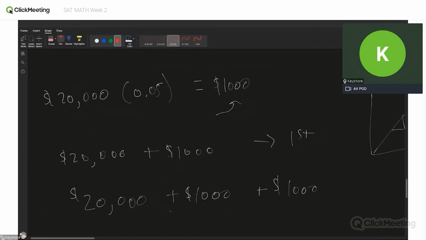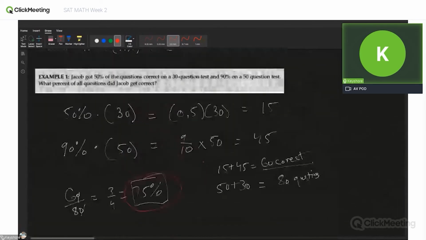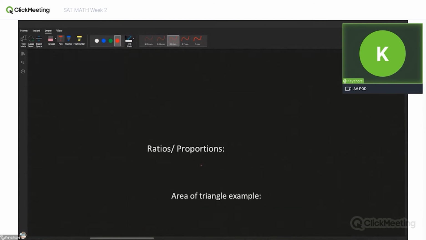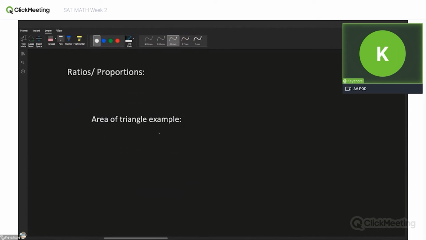Okay. So we just finished percents. The next topic is ratios and proportions. This one is pretty good. It shows up a lot on the SAT. I'll just get it ready in one second.